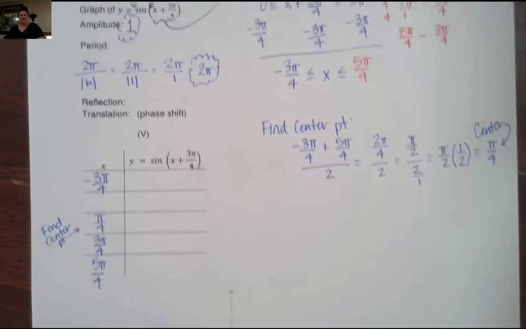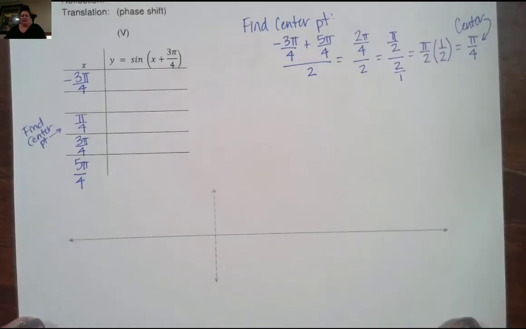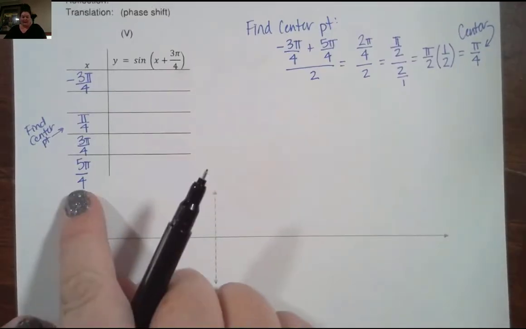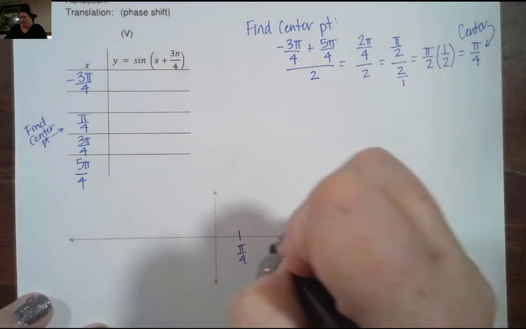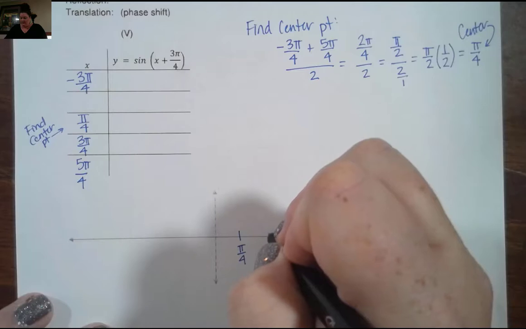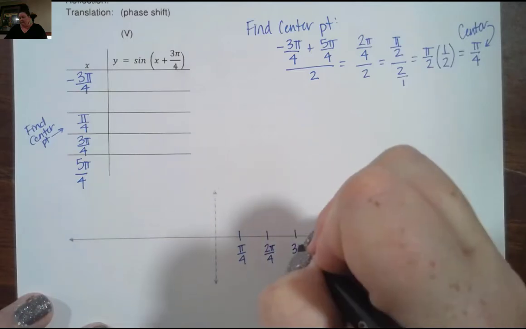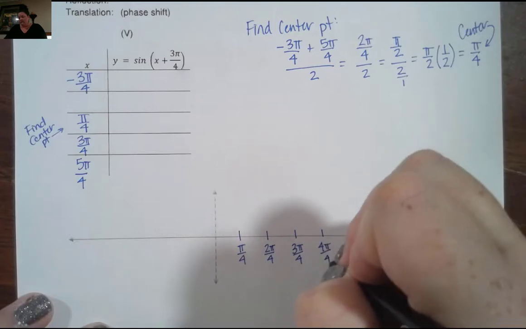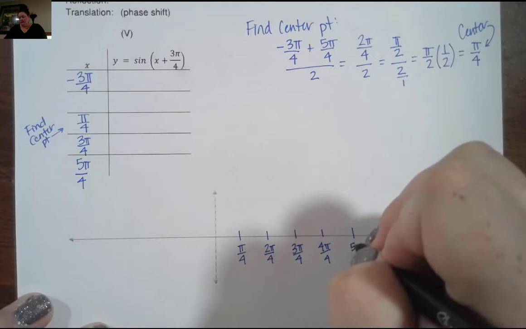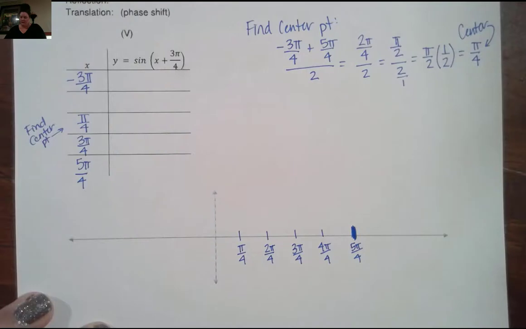Now, if that's hard for you to visualize in your head, I'm going to scoot this up and I'll show you on the graph. Okay, so I'm going to just count by pi's over 4. So here's 1 pi over 4. And then I have 2 pi's over 4, 3 pi's over 4, 4 pi's over 4, 5 pi over 4. And that's the furthest, right? Because this is my last point. I'm going to make the points I'm using bold. Okay. I found that this was my center point.